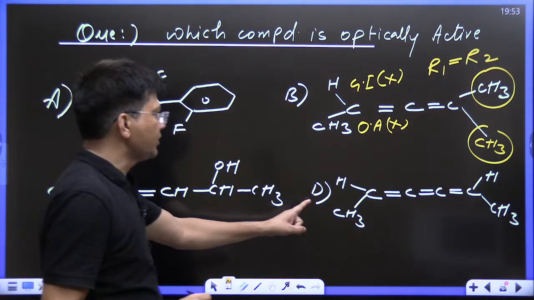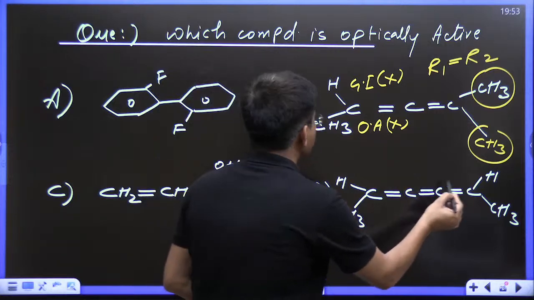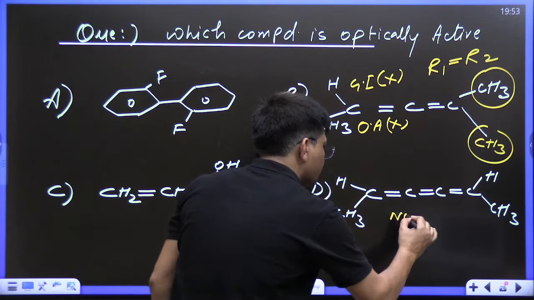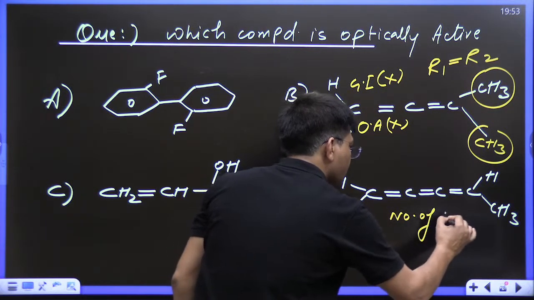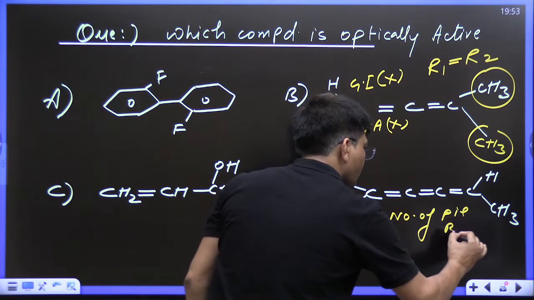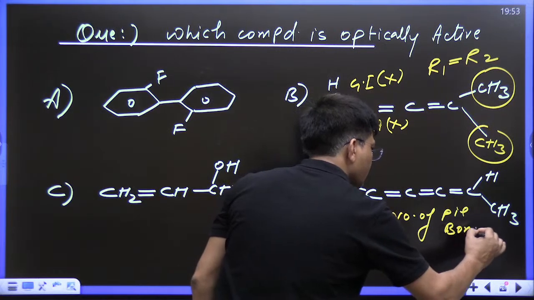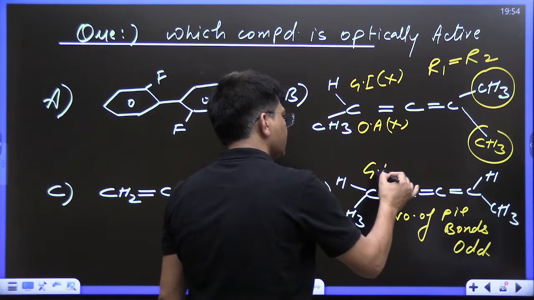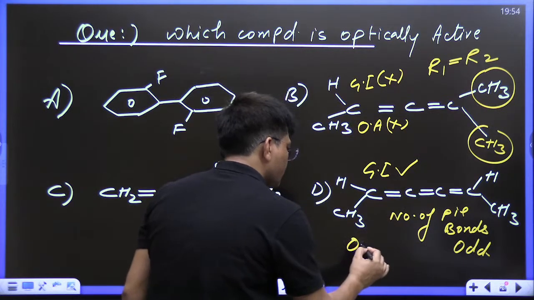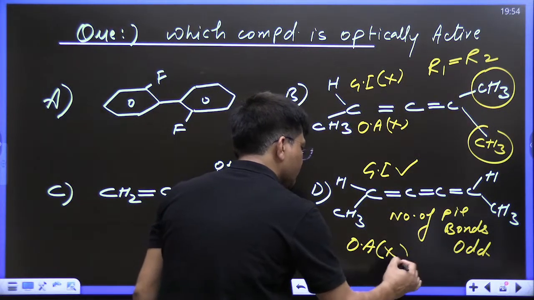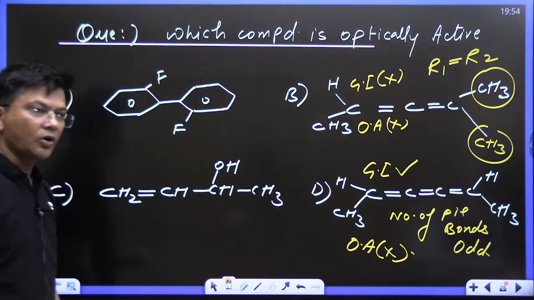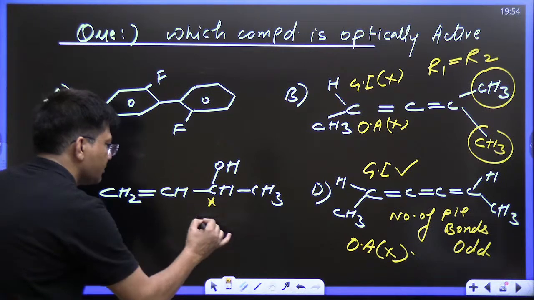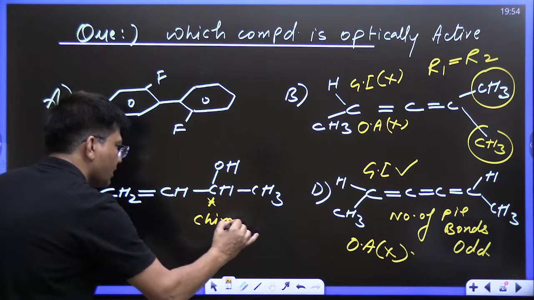Now you're going for D. 1, 2, 3. Which compound is optically active? The number of pi bonds is odd. So it will show GI. It will not show optical isomers. Not optically active. Now see, this compound has a chiral carbon. You can see this is only one chiral carbon.